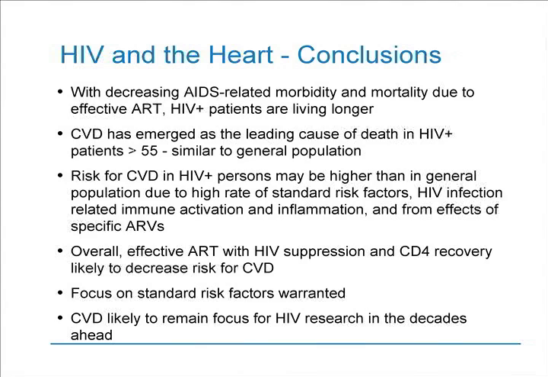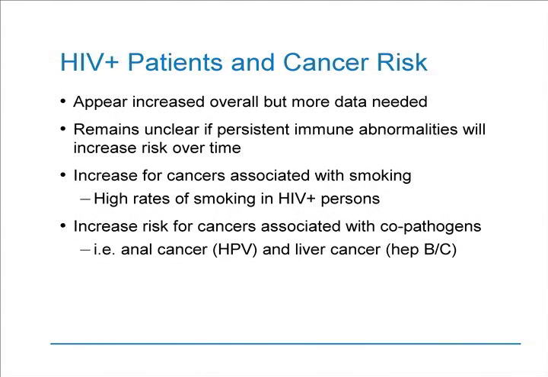Now, moving to the second big category of comorbidities, cancer, the risk appears to be increased in HIV-positive patients, but more data is needed. It remains unclear if persistent immune abnormalities from HIV will increase the cancer risk as time goes on. There's clearly an increased risk for cancers associated with smoking, and there also appears to be an increased risk for cancer associated with co-pathogens: anal cancer due to HPV infection, and liver cancer due to hepatitis viruses.